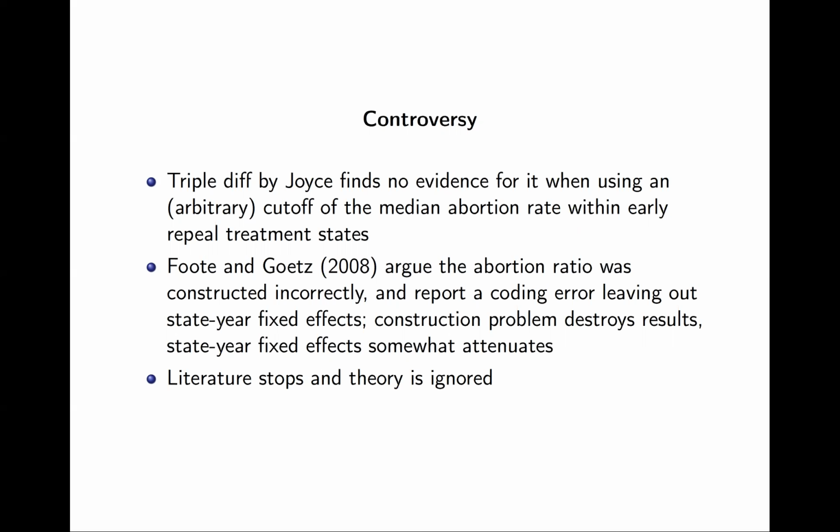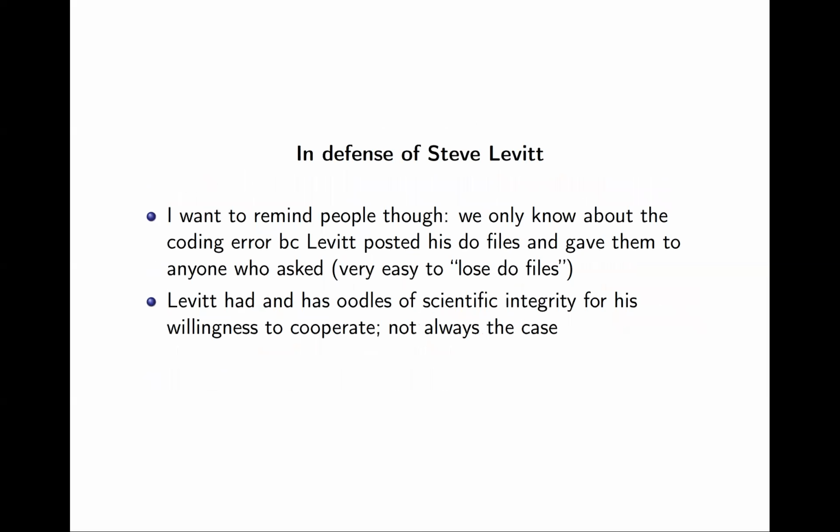If you corrected the state-year fixed effects, the results only marginally worsened. But that's the thing most people remember it for, the coding error. That was not actually what seemed to me to really destroy the results. What destroyed the results was correcting the abortion ratio. And when you did that, you found no effects. At that point, the literature stops. There are no subsequent papers on abortion and crime or abortion and anything until my paper.